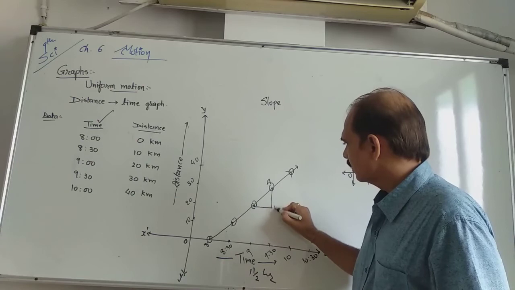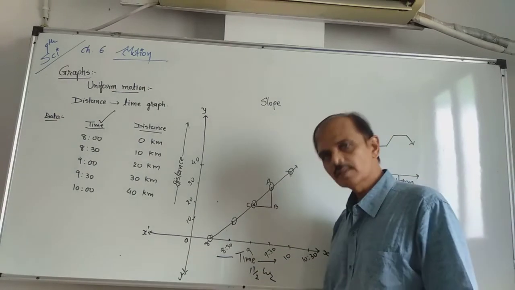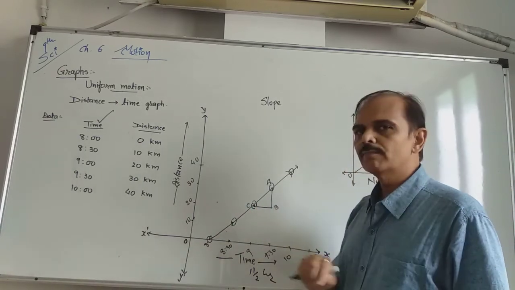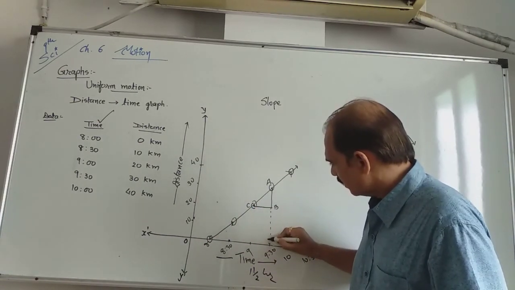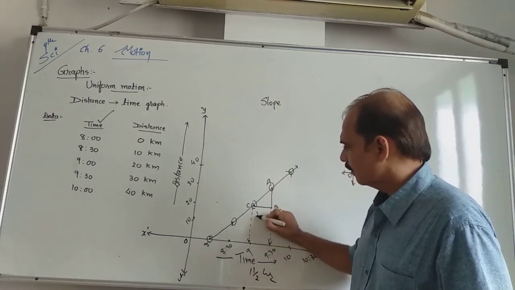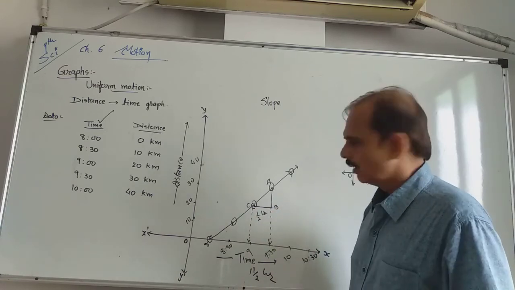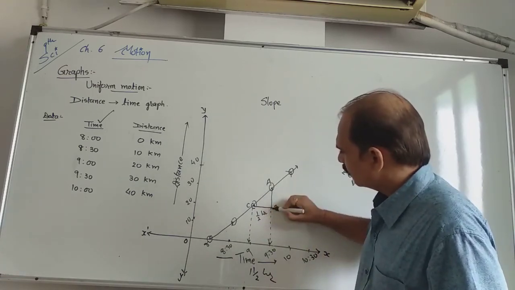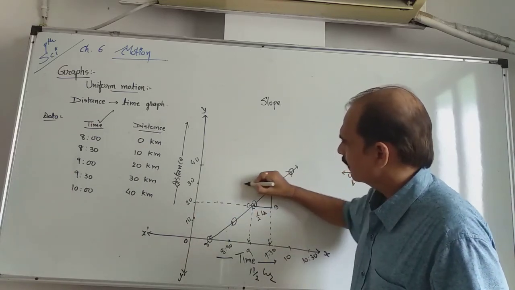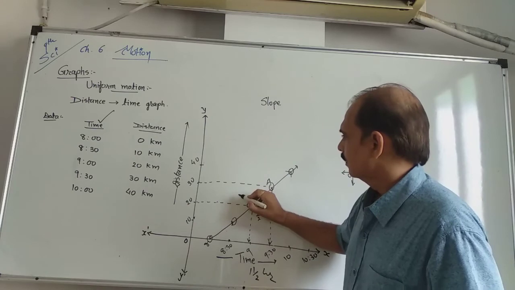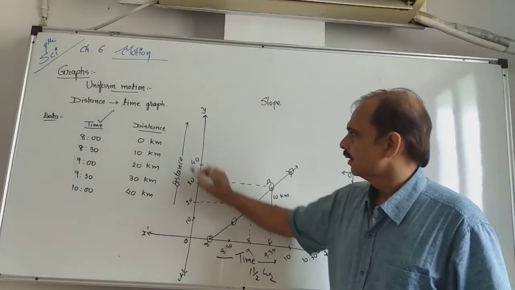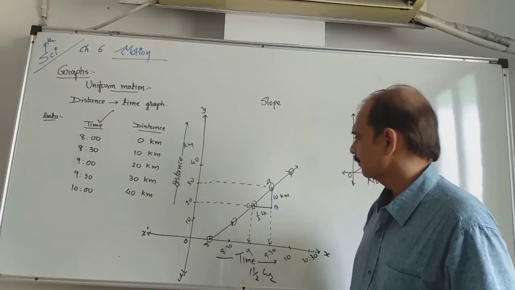I name it ABC. Is it okay? Now find out BC. What is the length of BC? B means 9:30. C means 9. This is half an hour. What is the distance between AB? So B is 20 and A is 30. So this is 30 minus 20, which means 10 kilometer distance. This is in kilometer. This is in hour.